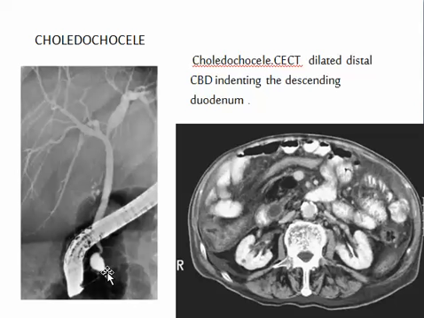Choledochocele, dilated distal end of the common bile duct, indenting the ascending duodenum. Here it is. And this is the duodenum. Contrast filled duodenum indented by this choledochocele of the common bile duct.